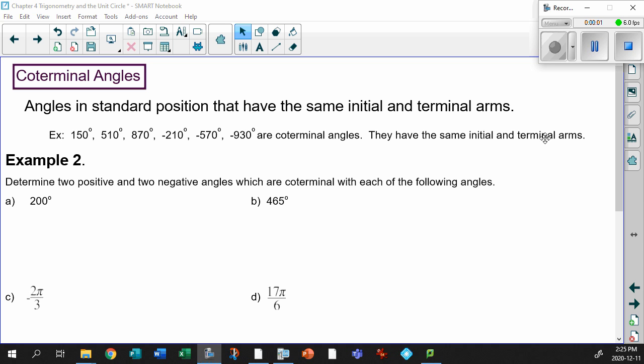Well, another podcast, another couple more key terms. This one is called coterminal angles. Think about this as a spinner. That's the best way to think about it.